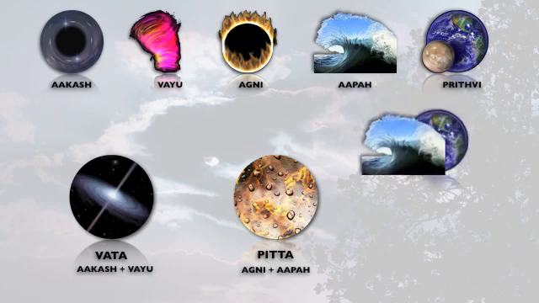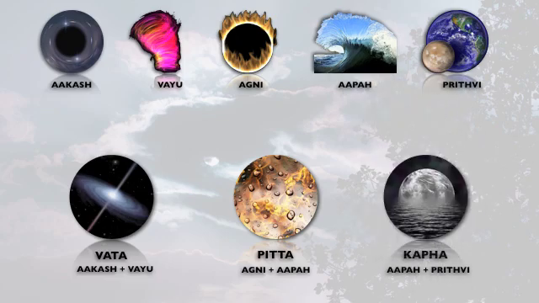Kapha is the conceptual equilibrium of Apaha and Prithvi. Kapha is structure and lubrication. It can be looked upon as the force that keeps the planets in their orbits through their movement around the sun. If disrupted, it can cause a devastation.